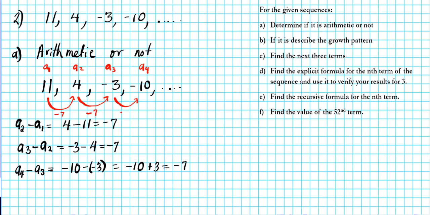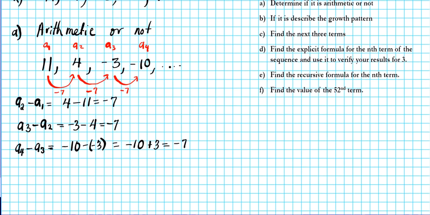So what do you notice? We are subtracting -7 over and over again. So since we have a common difference here, the conclusion is that the sequence is arithmetic. Okay, so let's go ahead and write down our conclusion.